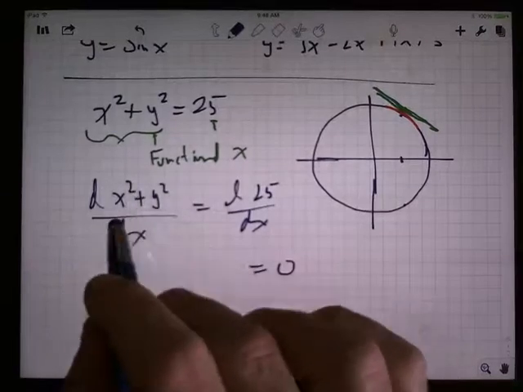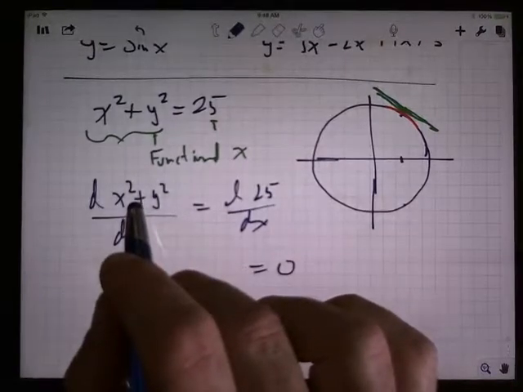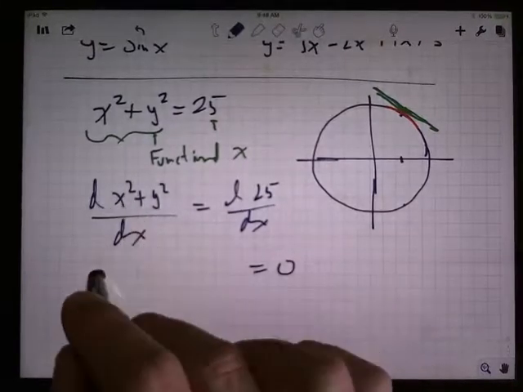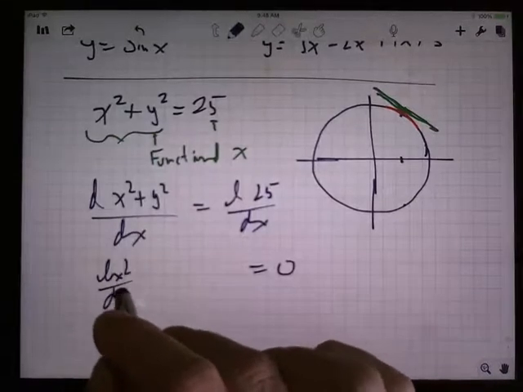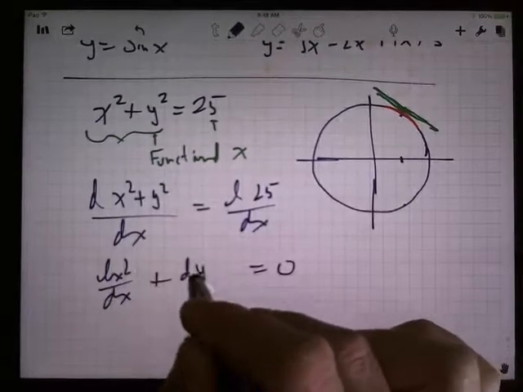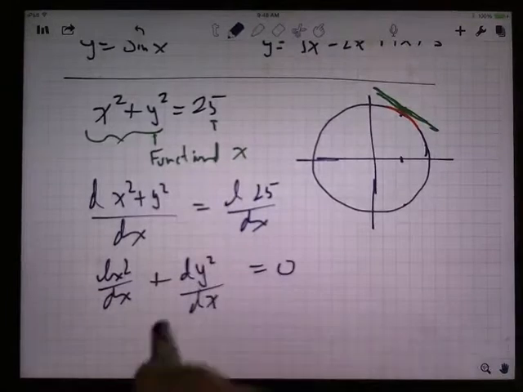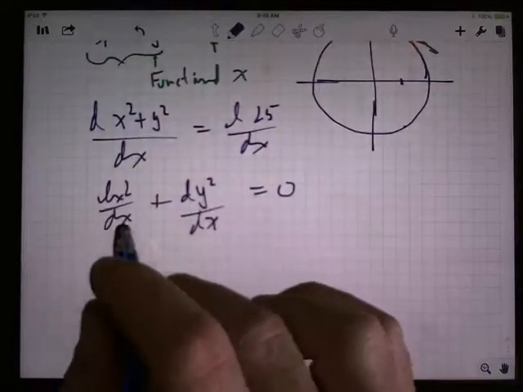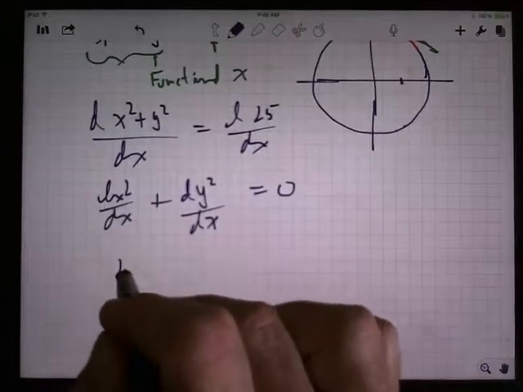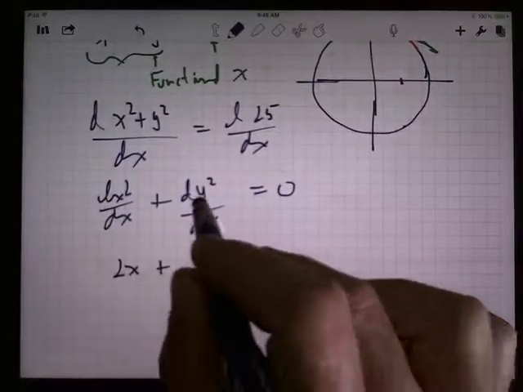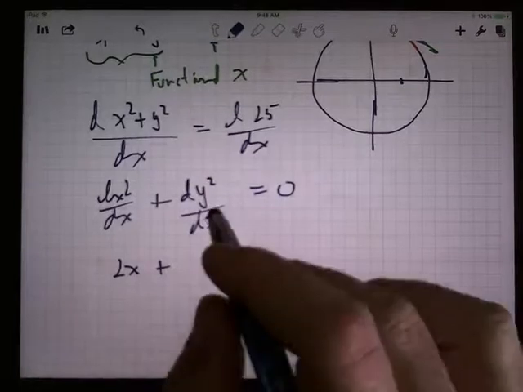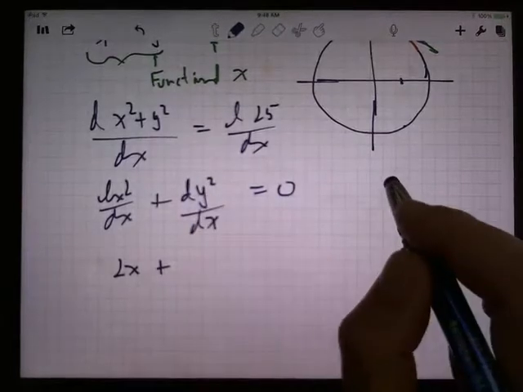The left-hand side is a sum. So I want the derivative of x squared, and then add to that the derivative of y squared. And in both cases, I'm taking the derivative with respect to x. Okay, so here we go. The derivative of x squared with respect to x is 2x. The derivative of y squared with respect to x. Now remember, y is some function.